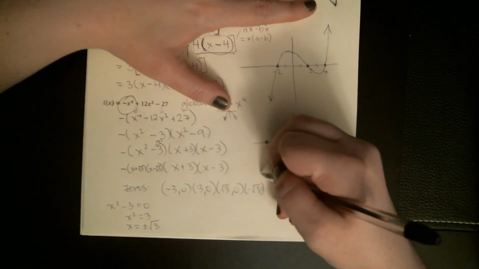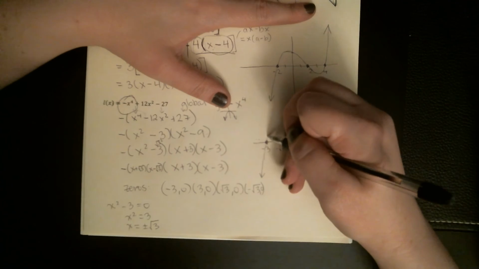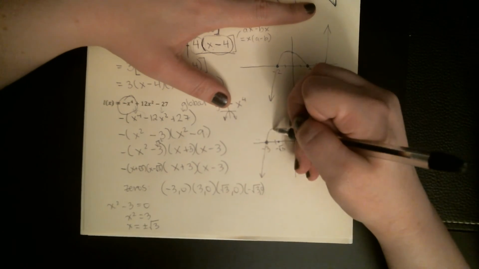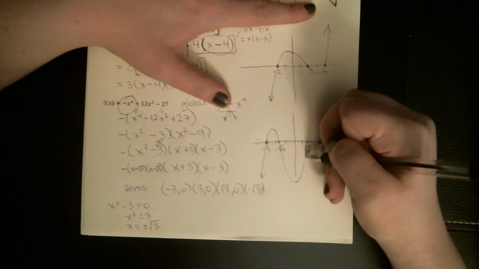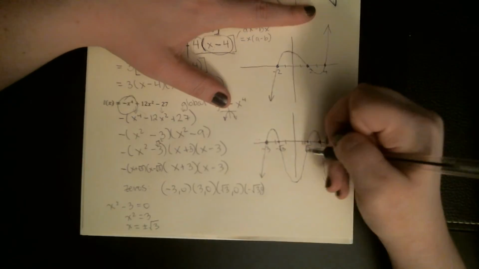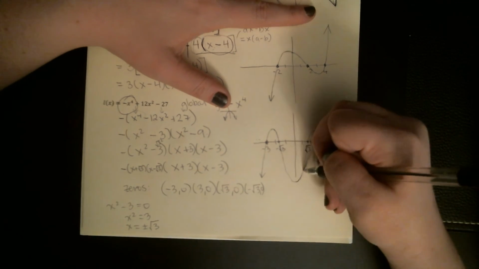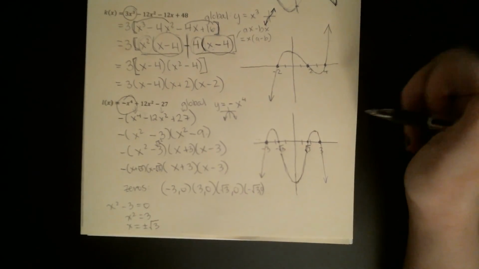Then we can use our global behavior to say we should start at negative infinity, cross at negative 3, cross at negative root 3, cross at root 3 and cross at 3. I'm saying the wrong things as I go here. Okay, and again, this is just rough shape, but that's all I'm looking for.